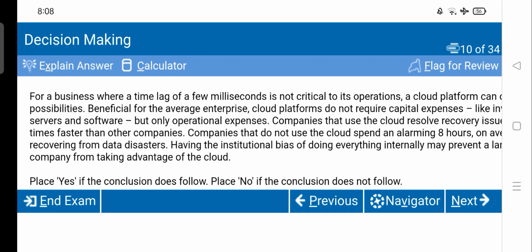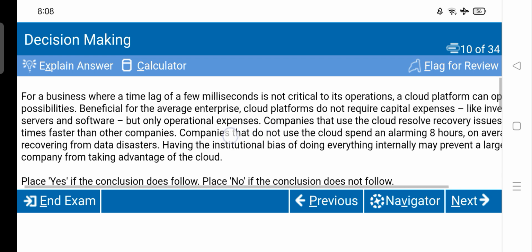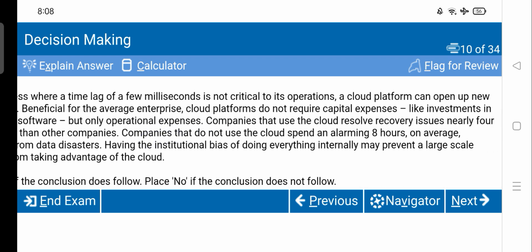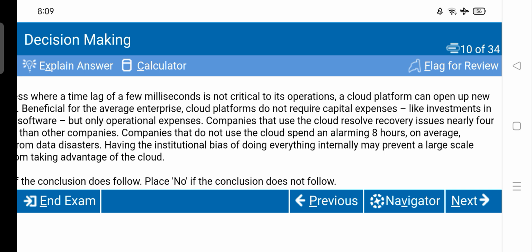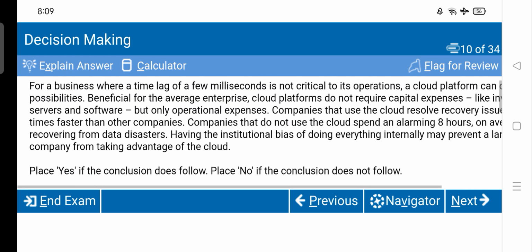which says, for a business where a time lag of a few milliseconds is not critical to its operations, a cloud platform can open up new possibilities. Beneficial for the average enterprise, cloud platforms do not require capital expenses like investments in servers and software, but only operational expenses.